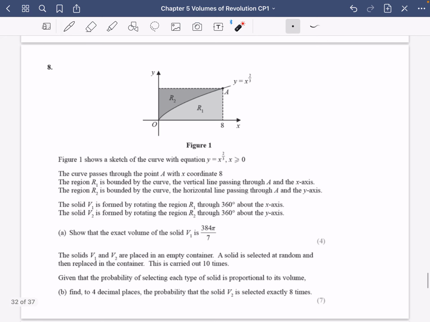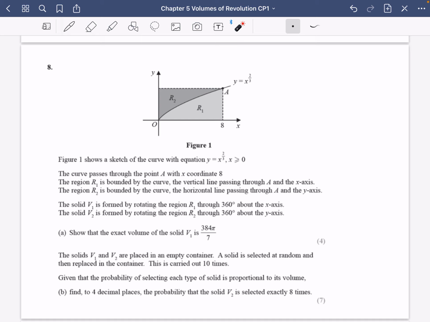So question 8 is pretty easy for part A of the question. So we've got the figure shows a sketch of a curve where it's y equals x to the 2/3. And it says the curve passes through the point A with x coordinate 8. And it says the region R1 is bounded by the curve, the vertical line passing through A and the x-axis. And this region here is R2. So it's not really saying that much interesting.